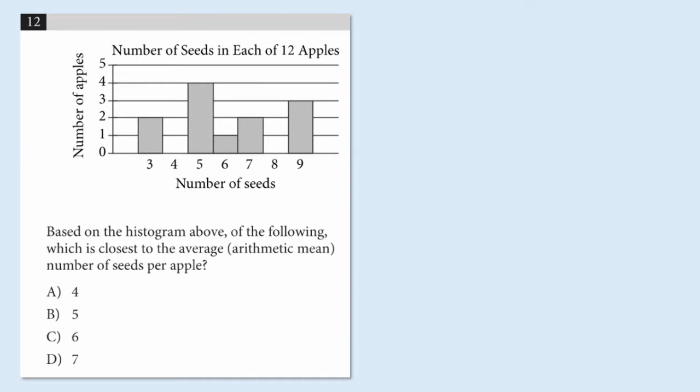So here's a question from the College Board. It's a multiple choice question from section 4 of the SAT test, which does allow calculators. So let's have a look. It says, based on the histogram above, of the following, which is closest to the average or arithmetic mean number of seeds per apple? And we're given 4 choices to choose from. So have a look and give it a try. It's okay if you're not sure what to do. You could go ahead and even just guess. And then in about a minute or so, we'll work through it together.